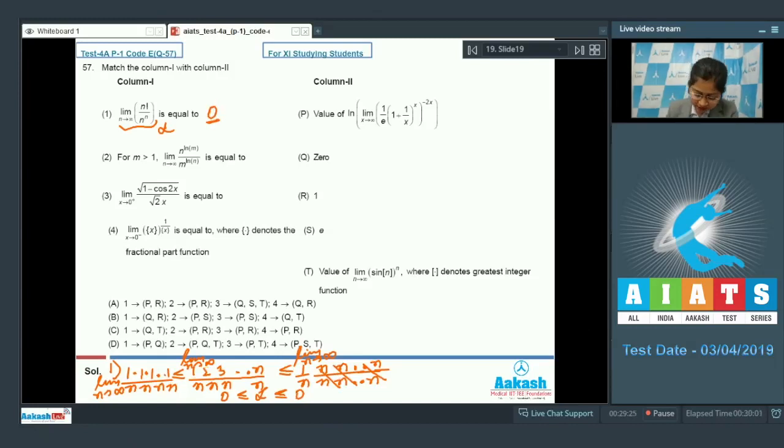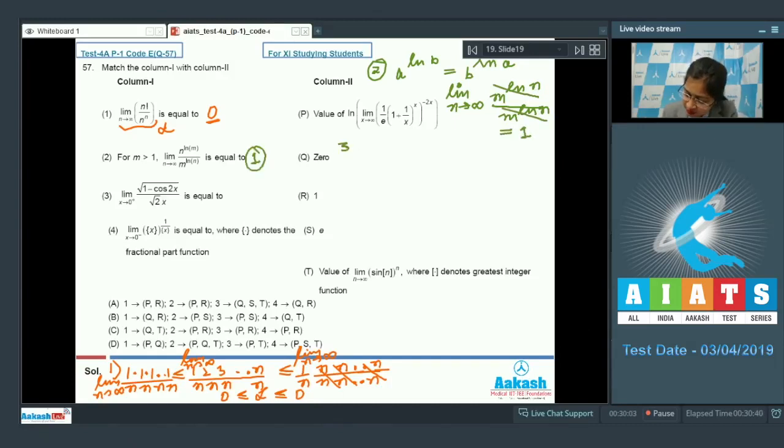Right? Now similarly, let's solve the second question. Now we know the property of logarithm, that is a raised to the power ln b can be written equal to b raised to the power ln a. Right? Limit n tending to infinity, the numerator can be written as m ln n, and in the denominator the same thing has been written, so these both will get cancelled, so the limit will be equal to 1.